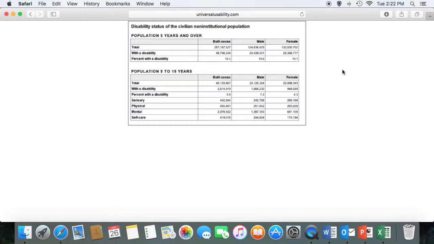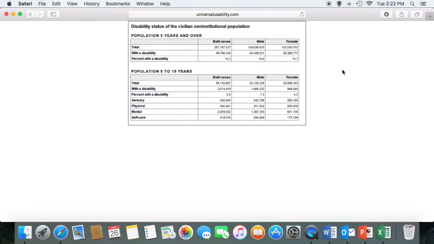Okay, now this is a really good example of a table. Now, what we're taking a look at here is the disability status of the civilian non-institutional population. So, all of the civilians who are not institutionalised, so that is, they are not in jail, they are not in a mental health ward, they haven't been placed into an asylum of sorts.